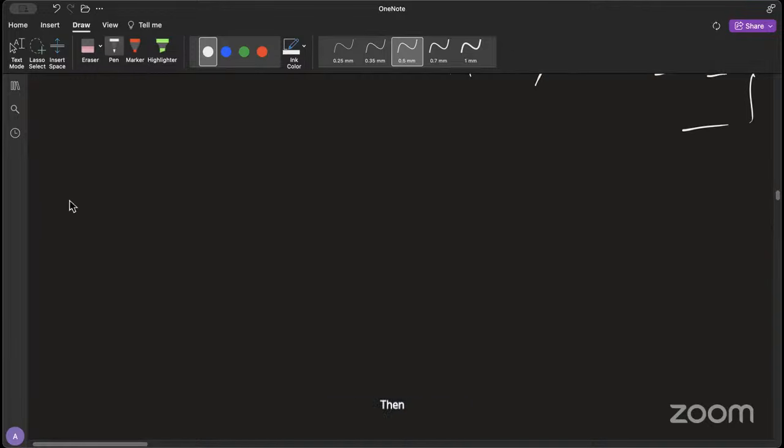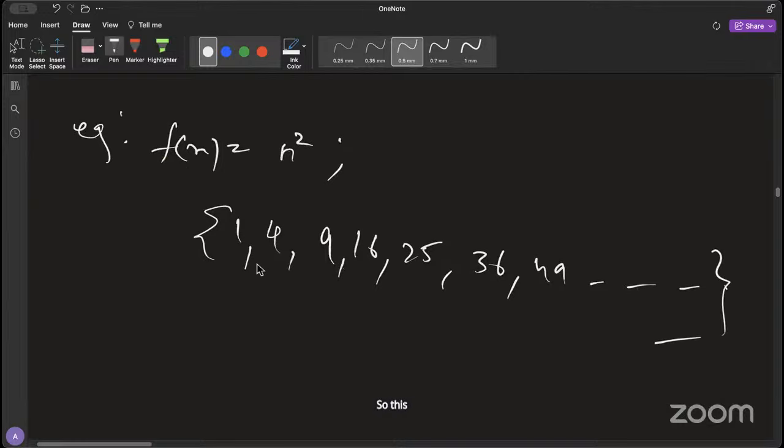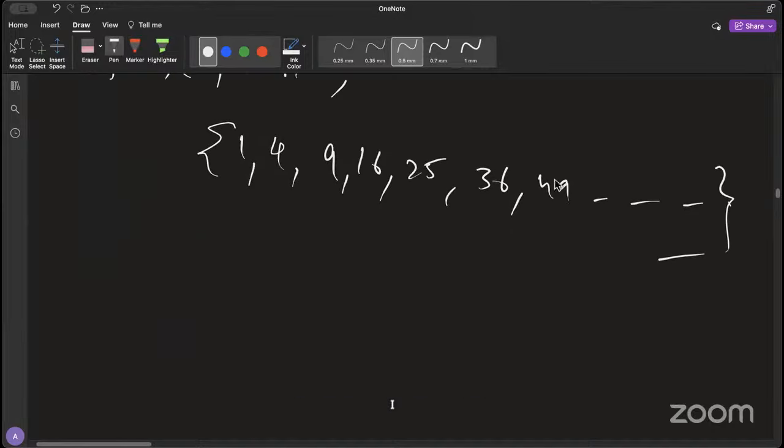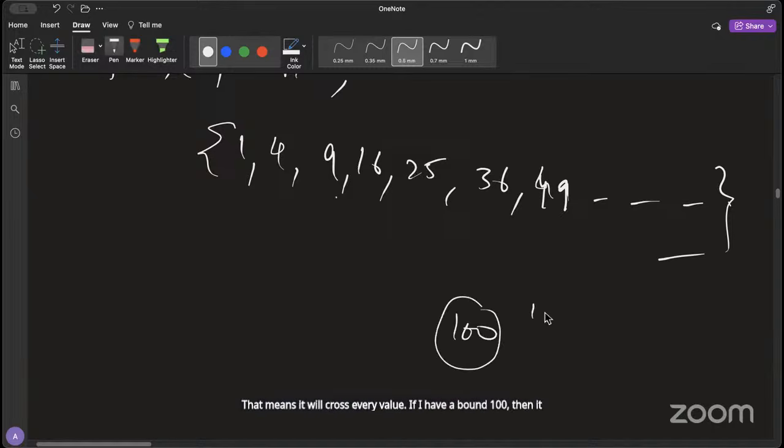Then let's come to the convergence. What do we mean when we say a sequence is convergent? So this is a list which never ends, right? I know that this list, first thing is this list never ends. And where is this list going? If you look at this list carefully, it keeps increasing, right? I have 1 first, then 4, then 9. Each time your value is increasing, which means it never stops growing. That means it will cross every value. If I have a bound 100, then it will cross 100 because 11 square is 121.